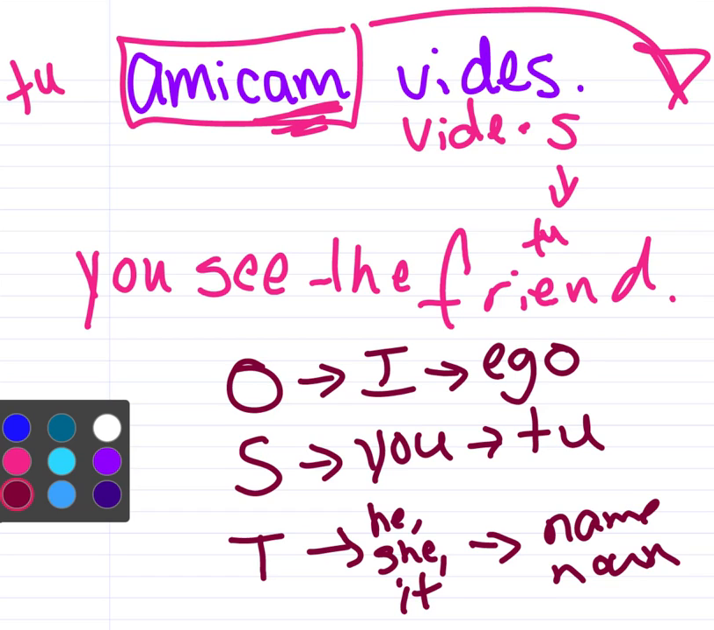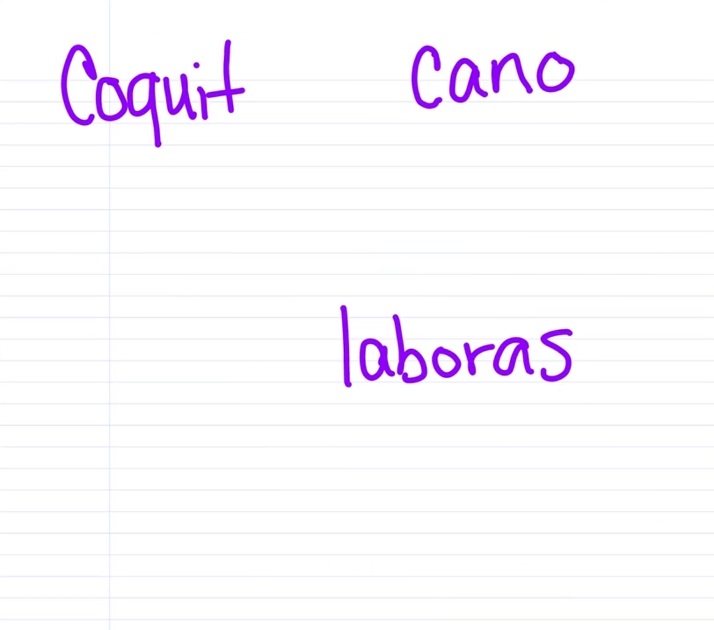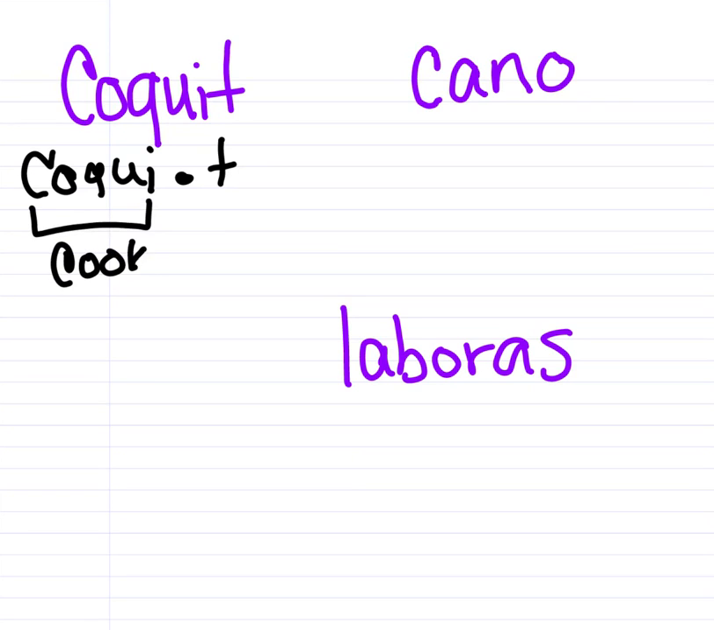So today I want you to focus on how to actually translate individual words. I want you to work on splitting apart the word and telling me what it means. Let me give you an example. So let's look at my words coquit, cano, and laboras. These are all verbs, but I want to split them up into my actual verb, coqui, and then the letter T. My coqui means cooks, and I know my T is an understood he, she, or it. So what you actually see is one word meaning he, she, or it cooks.